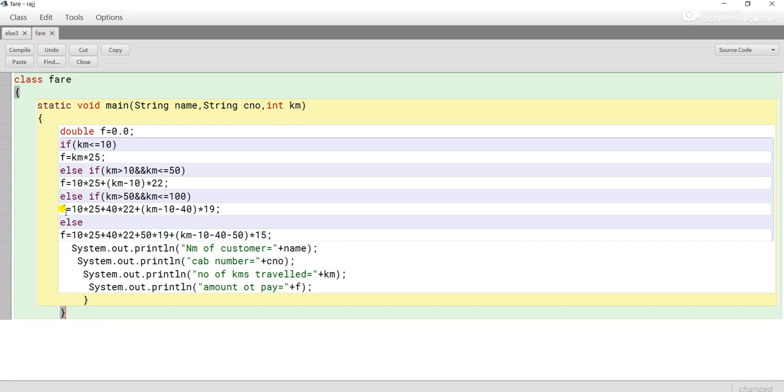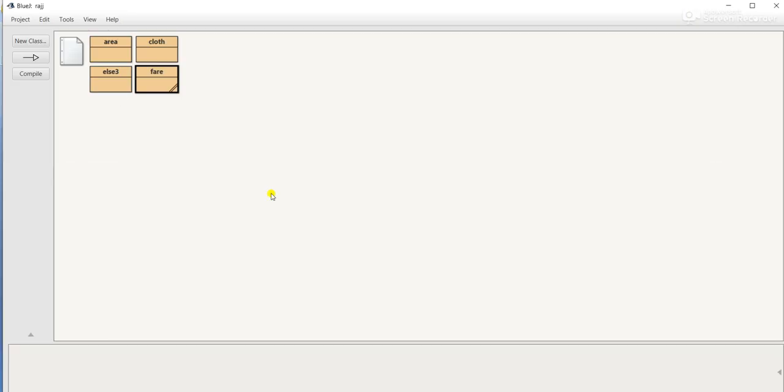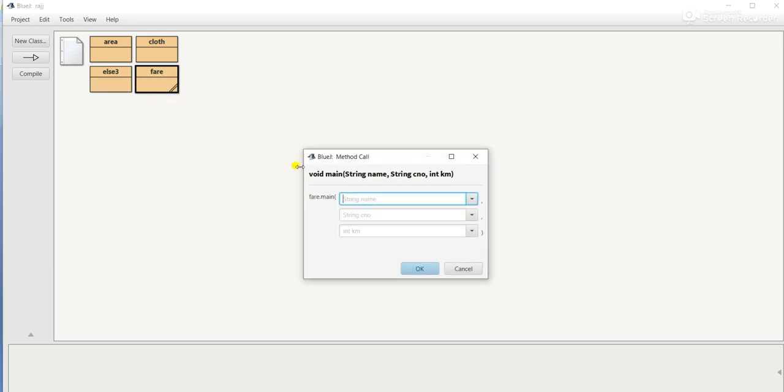Now compile the class. There is no syntax error. I already told you the shortcut to compile is Control plus K. To clear the screen also Control plus K. Now enter, then you see the output. Right click and execute the main function directly, because it is static.